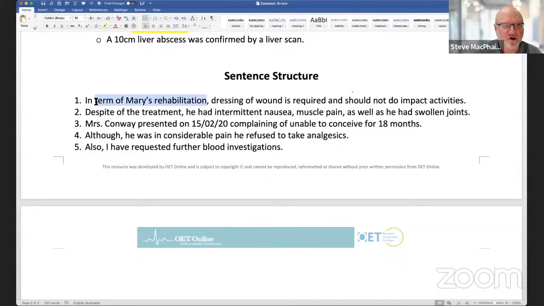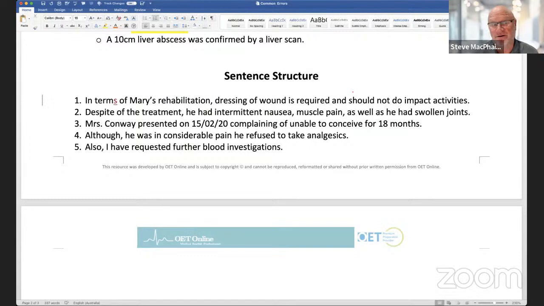So we've got our adverbial phrase. Oh, in terms of, maybe that's an error, isn't it? In terms of, there's one. In terms of Mary's rehabilitation. Otherwise, that's our adverbial phrase, giving us the topic of the sentence. Dressing of the wound is required, good, and should not do impact activities. Oh, Razie has got it, should not do.